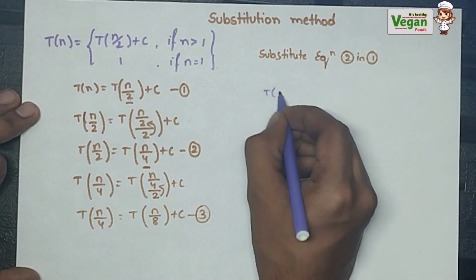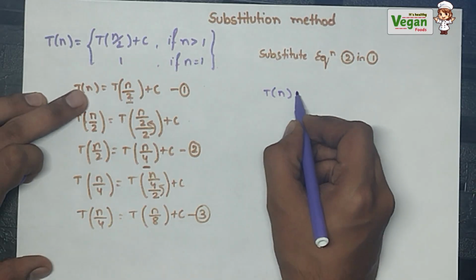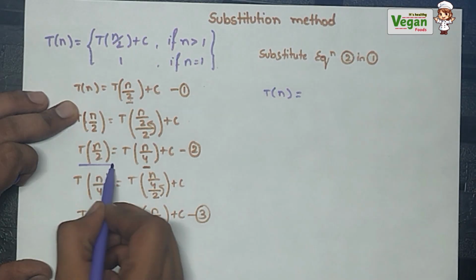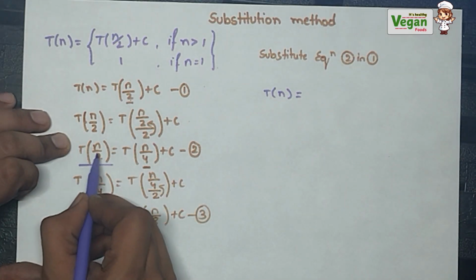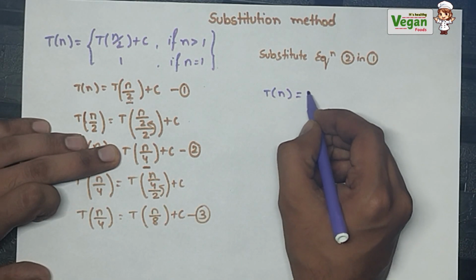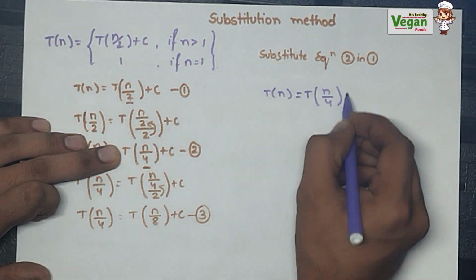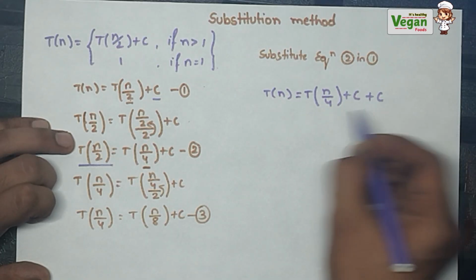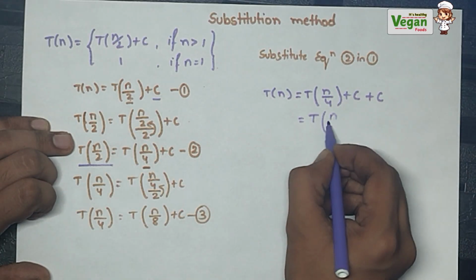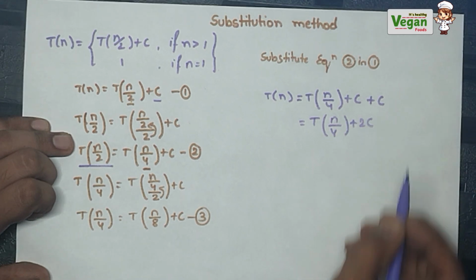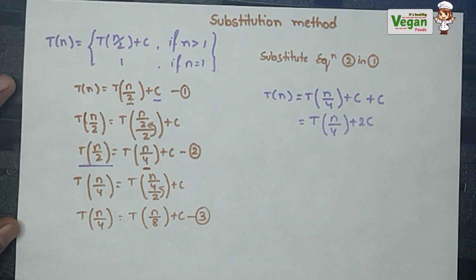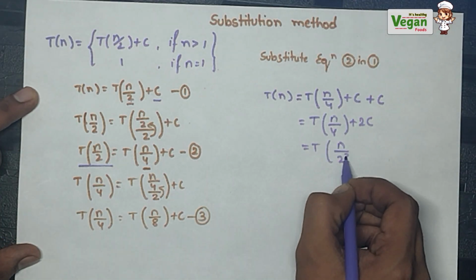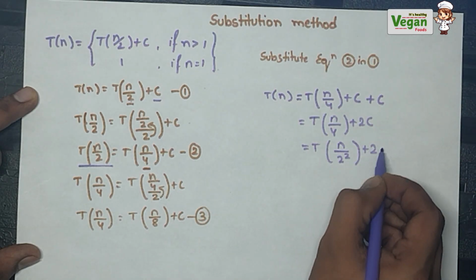So T of n is equal to, equation 1 is T of n is equal to T of n by 2 plus c. So for T of n by 2, we have the value from the second equation. What is the T of n by 2 value? T of n by 4 plus c. And here plus c is remaining in the first equation. So plus c. What will it be? T of n by 4 plus 2c. You can write the 4 as 2 power 2. So T of n by 2 power 2 plus 2c.